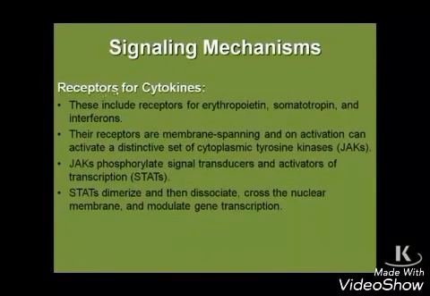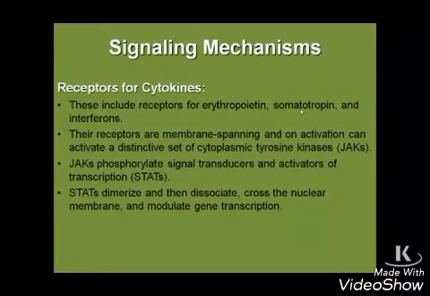Finally, the last signaling mechanism we have are receptors for cytokines. Cytokines are things like erythropoietin, somatotropin, and interferons. These receptors are membrane spanning, and on activation are going to activate a distinctive set of cytoplasmic tyrosine kinases called JAKs, or Janus-activated kinases. Now, these Janus-activated kinases then phosphorylate signal transducers and activators of transcription, also known as STATs. So this pathway is summarized as the JAK-STAT pathway. The STATs are then going to dimerize, dissociate, cross the nuclear membrane, and modulate gene transcription.